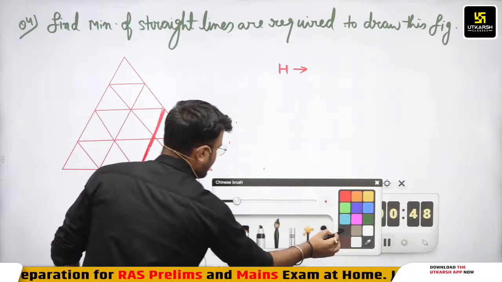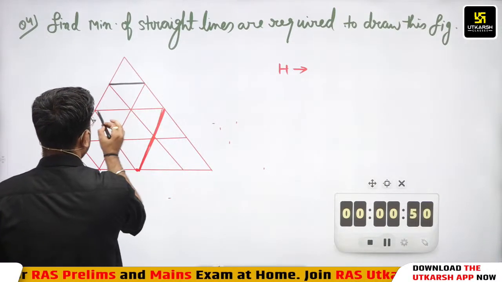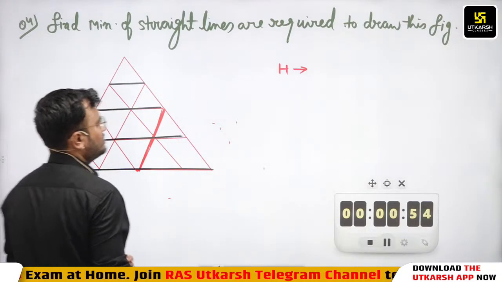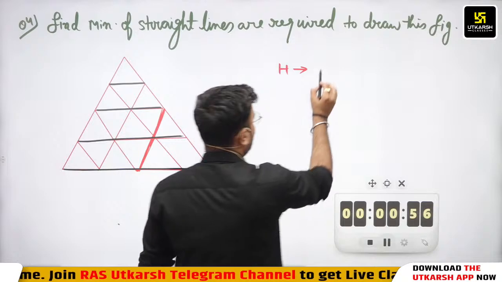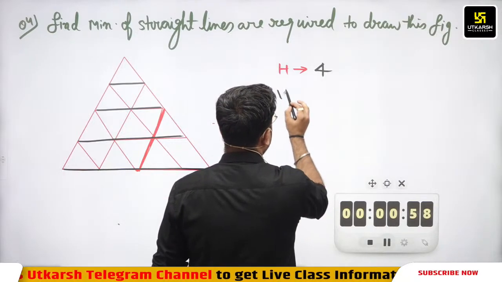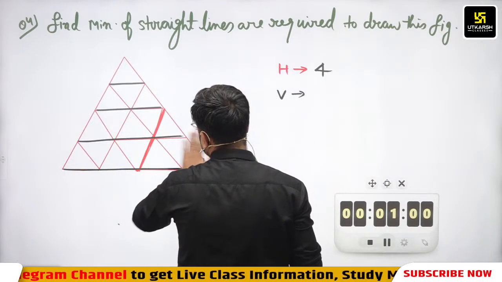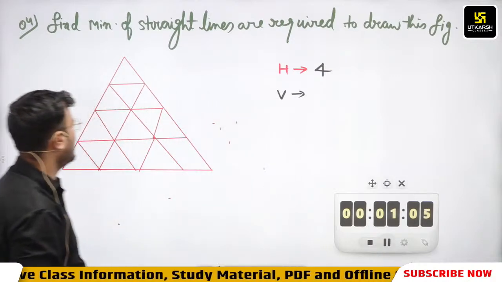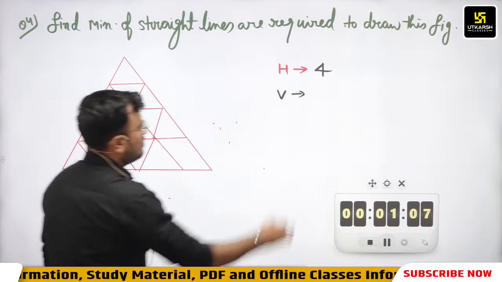This one is your first horizontal line, first, second, and third, and this is your fourth. So total how many horizontal lines are there? Total 4 horizontal lines are there. Now how many vertical lines are there? You can see there is no such vertical line. So 0 vertical lines.